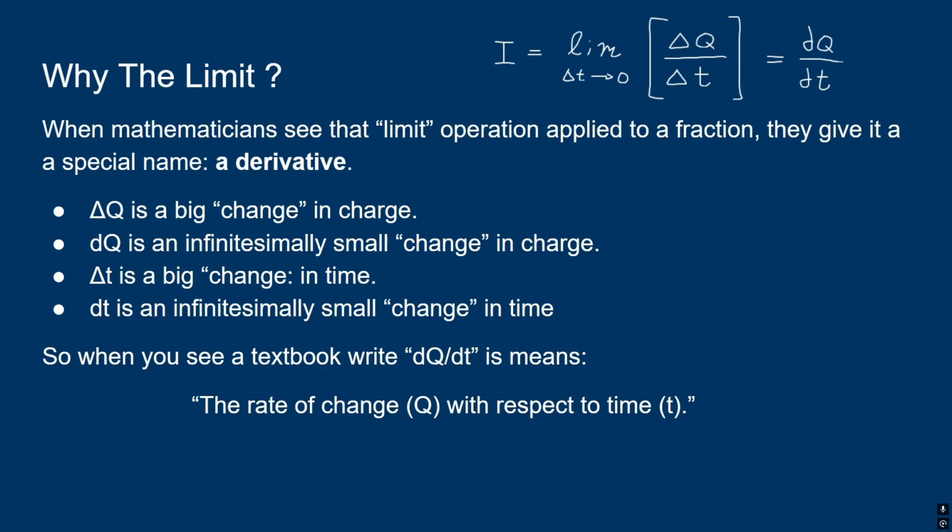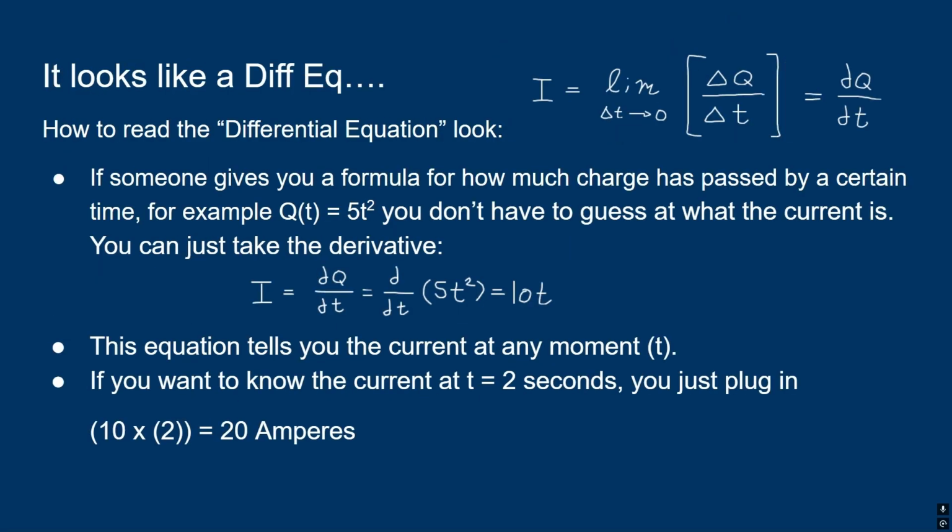dt is an infinitesimally small change in time. So when you see a textbook say dq over dt, what it means is the rate of change of q with respect to time t. Now, when I was looking at this dq over dt part, I thought this looks like a differential equation. And so this is how you could read it as a differential equation.